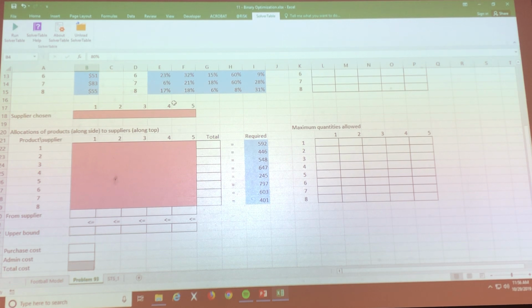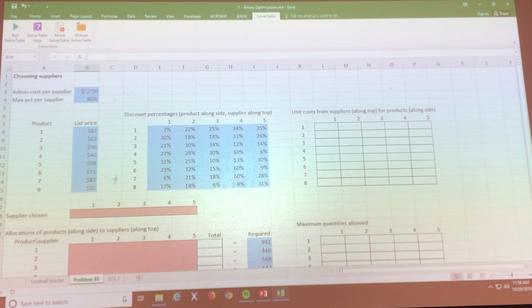Then we have some costs that we have to deal with. One, of course, would be the very obvious, the purchase cost. How much are we paying for the product itself? That will be a cost we have to pay attention to. But here was another thing, and it was documented up here. There's an administrative cost for using the supplier. It's a $5,000 cost. We incur it if we use the supplier. We don't incur it if we don't use the supplier.